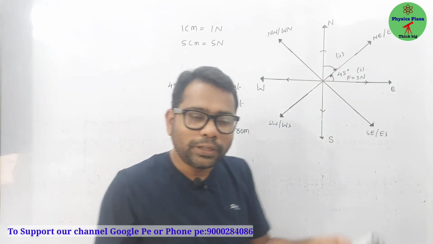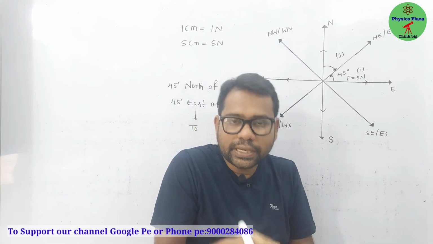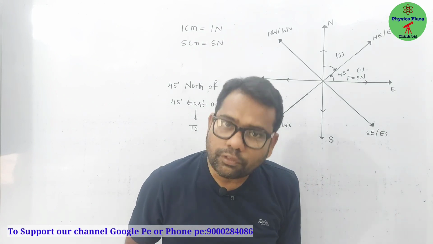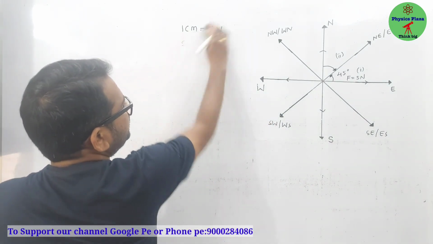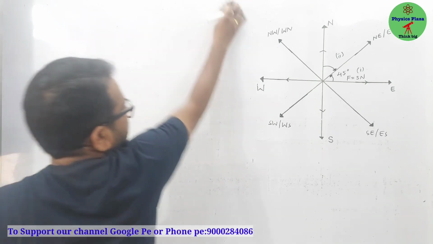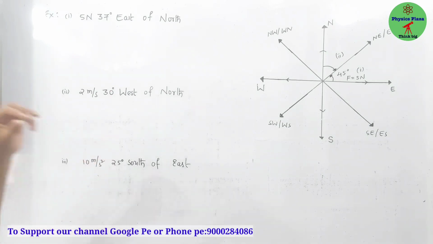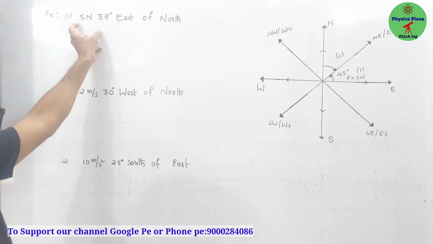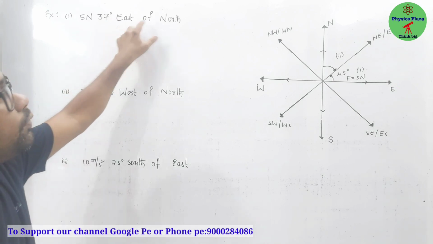And children, this is 4 plus 4, 8 directions. But are we sure that the vectors are always moving only in between these 8 directions? No, directions other than these are also involved. But how to write them? Let us take one more example so that it will be very easy for us. Let us try to write the vector directions for this. First, it is given 5 Newton force at 37 degrees. So 5 Newton force is acting at 37 degrees east of north.